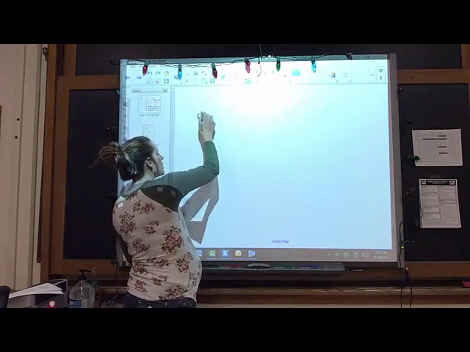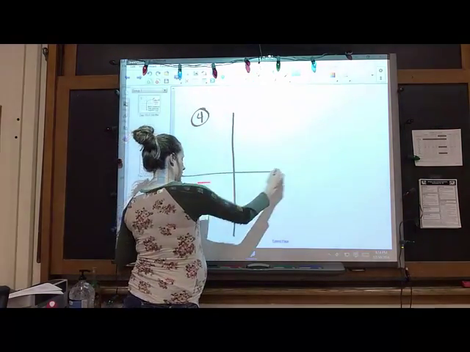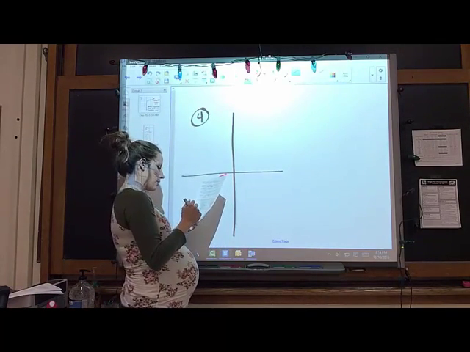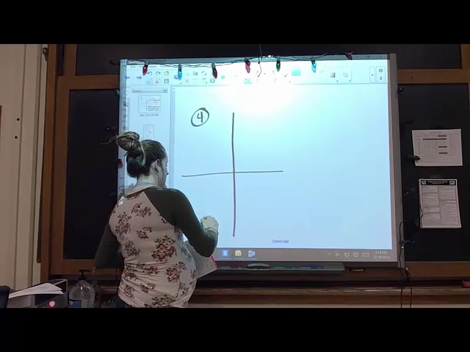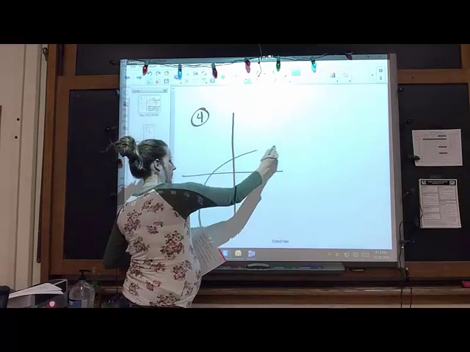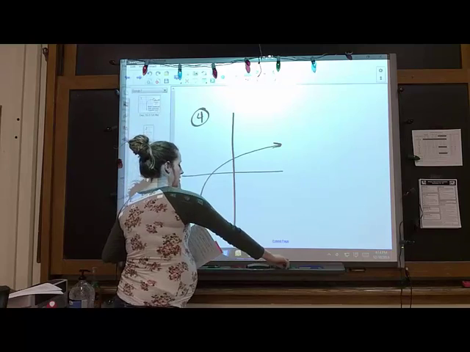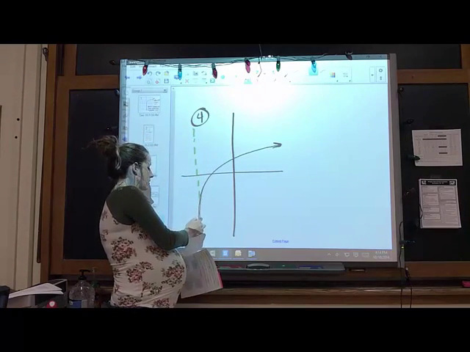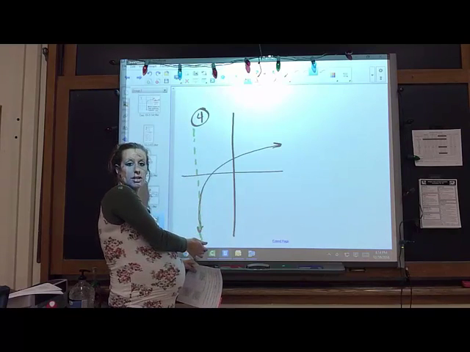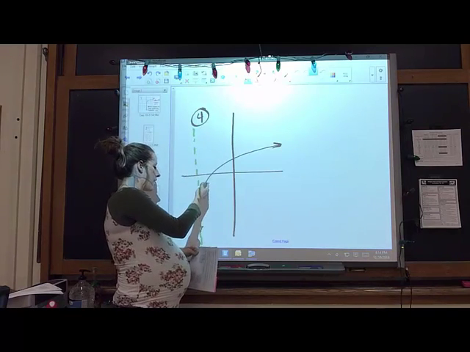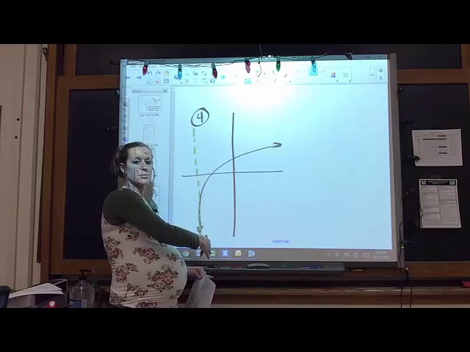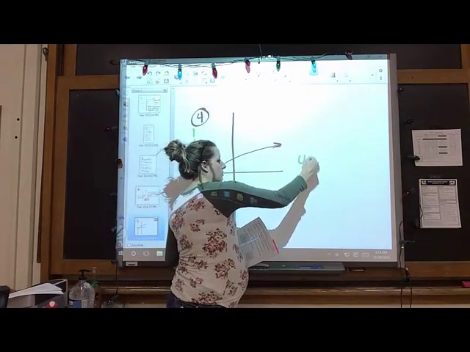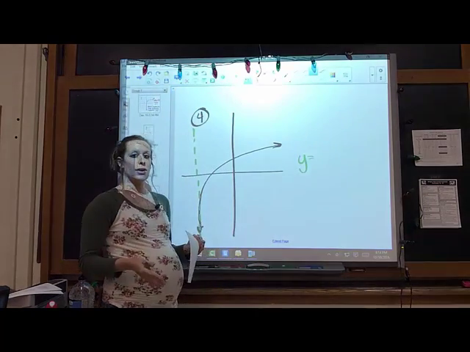All right, number 4, let's look at this graph. This one doesn't have a horizontal asymptote. It has a vertical asymptote. Okay, you see how that line or that curve starts to straighten out? About right here, it starts to straighten out. That's telling you there's an asymptote there. So we're talking about a log function since it's a vertical asymptote.